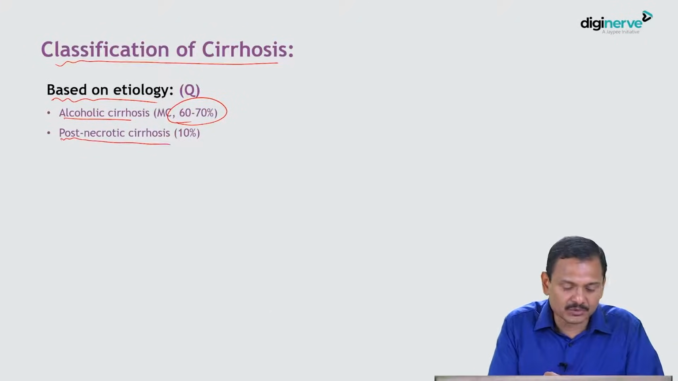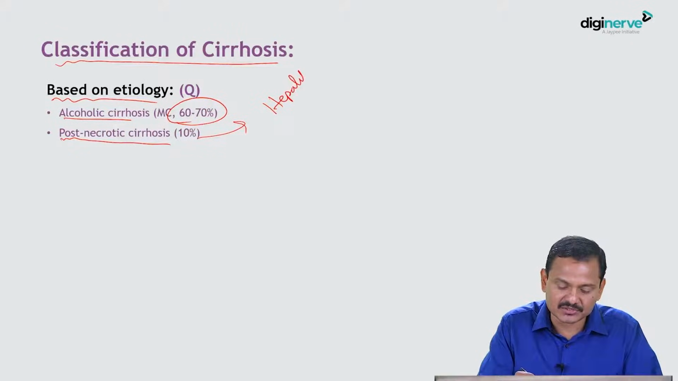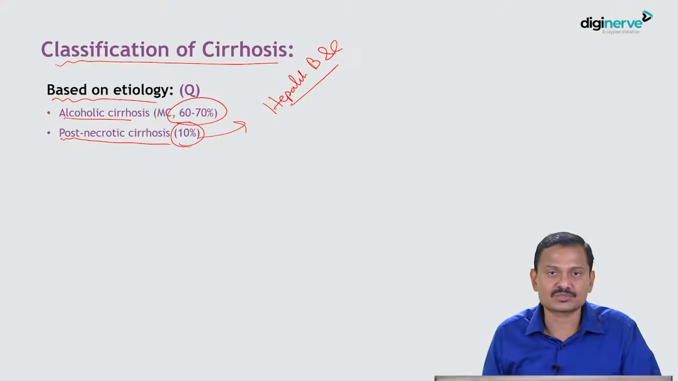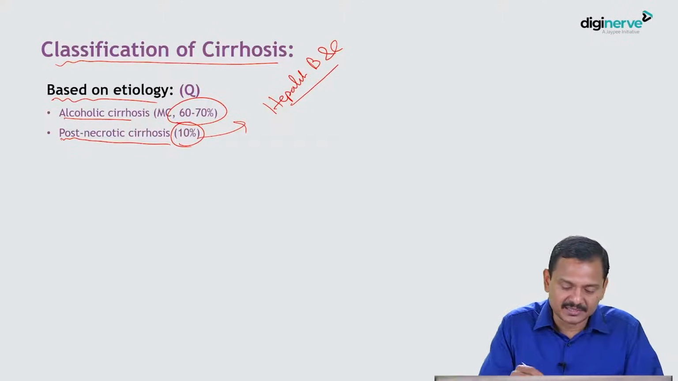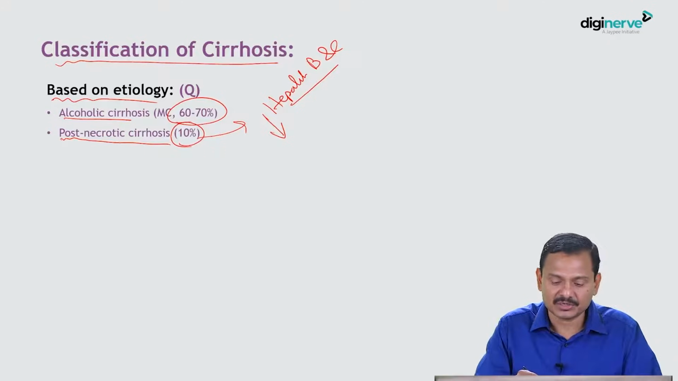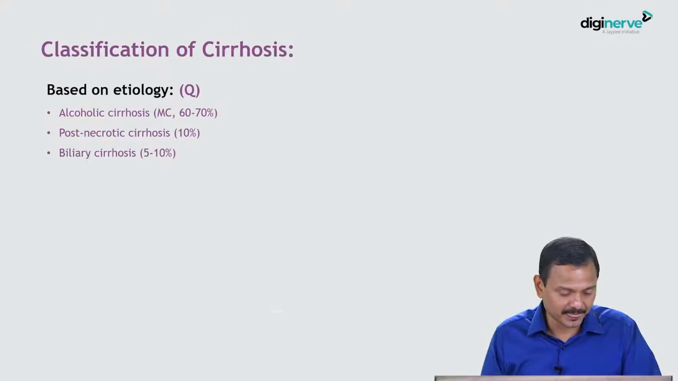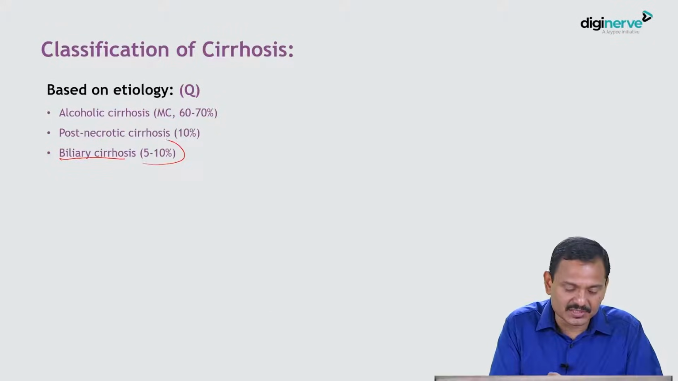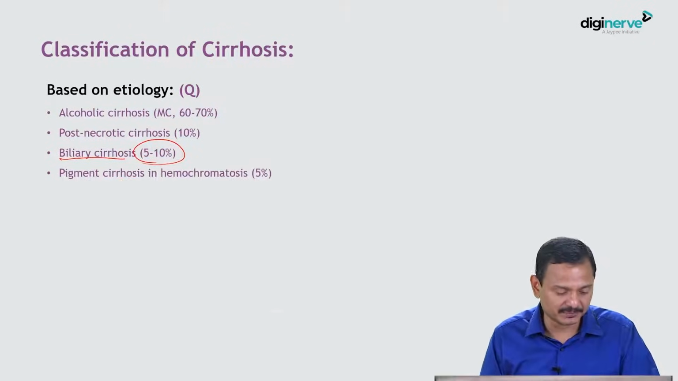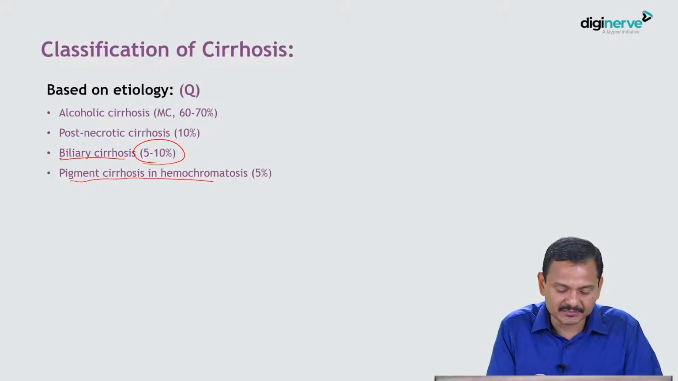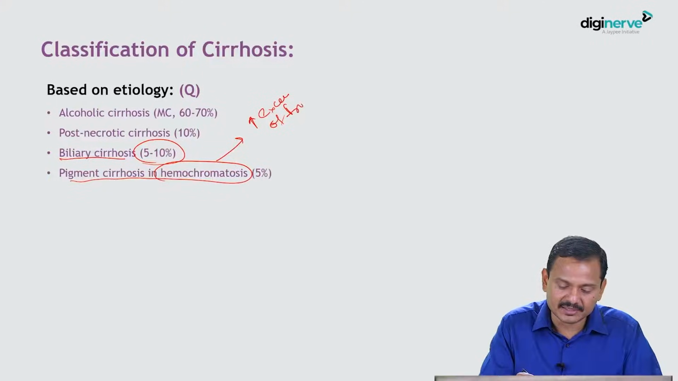Second comes post-necrotic cirrhosis. This post-necrotic cirrhosis is because of hepatitis B and C infection, and that accounts for 10%, and the incidence has been going down because of the vaccination for hepatitis B. Next comes biliary cirrhosis, which accounts for 5 to 10%, and then there is hemochromatosis, where there is excess deposition of iron in the liver.